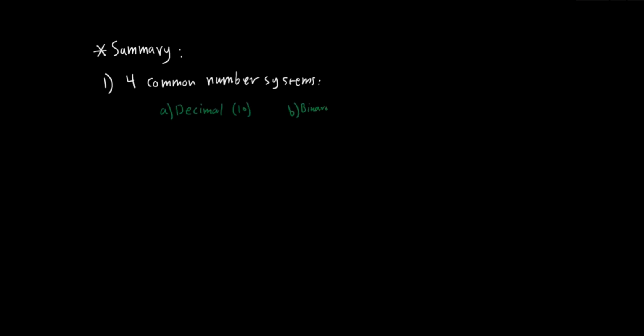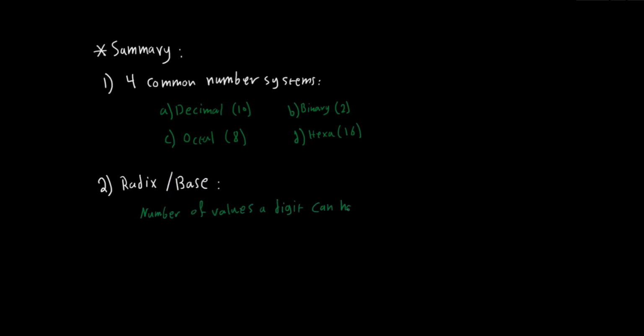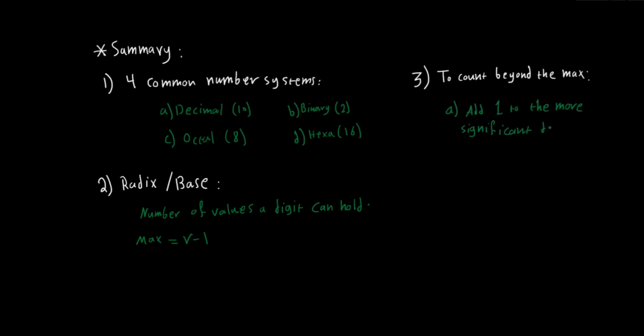To summarize our lesson, we covered 4 common number systems we use in digital circuits: the decimal with base 10, binary with base 2, octal with base 8, and hexadecimal with base 16. The radix or base is the number of values a single digit can hold, and the maximum value a single digit can hold equals r minus 1, or the radix minus 1. To count beyond the maximum or r minus 1 digit, first we add 1 to the more significant digit, which is the one on the left hand side. Secondly, we reset all the less significant digits, which are the digits to the right hand side.